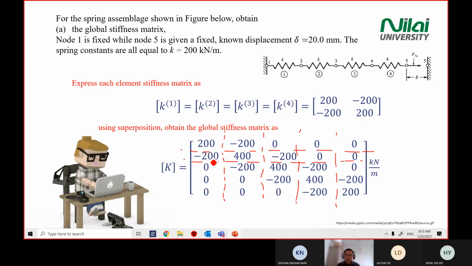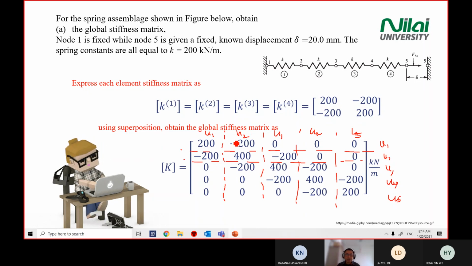So the first column will go to point 1. This is your U1. This is point number 2, U2, U3, U4, and U5. Same with this column also: U1, U2, U3, U4, and U5. Okay, so each one of it represents each one of it.